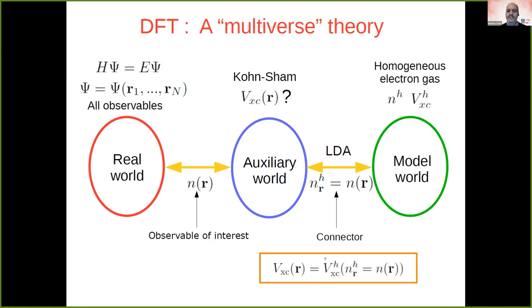So in this way, we establish a connection between the model world and the auxiliary world. And at the end, we can obtain the observable of interest, that is, in this case, the ground state density. This is a very successful framework, and that's the basis of all the DFT calculations that we are doing nowadays. Now, why is this working so well?